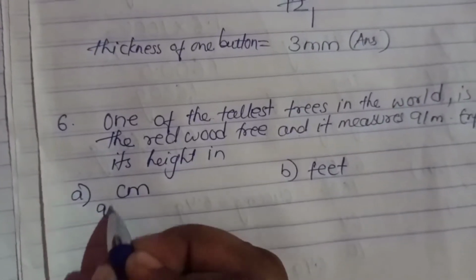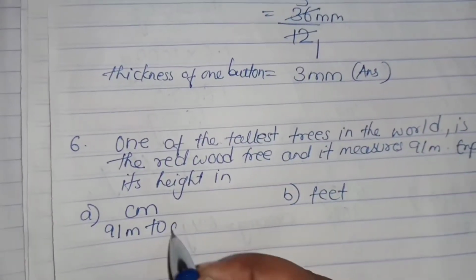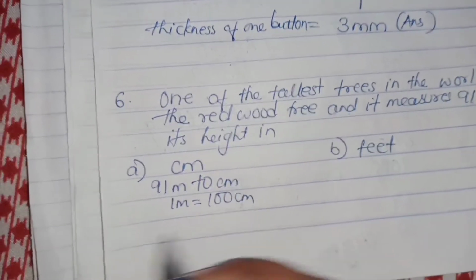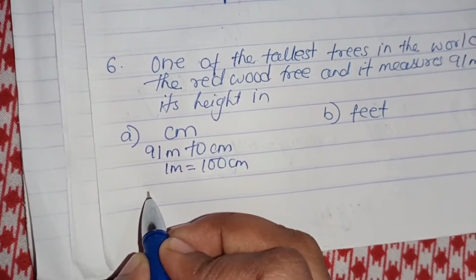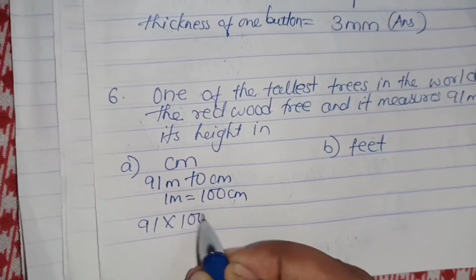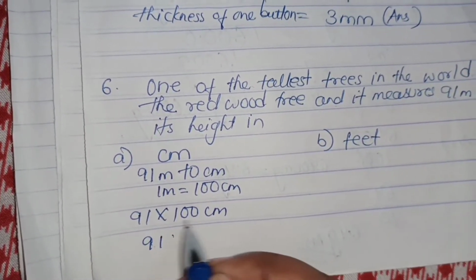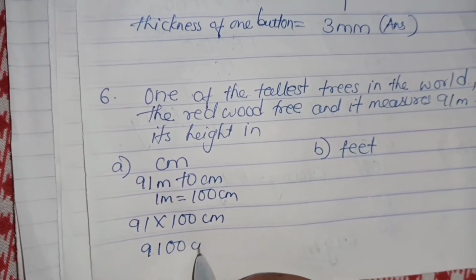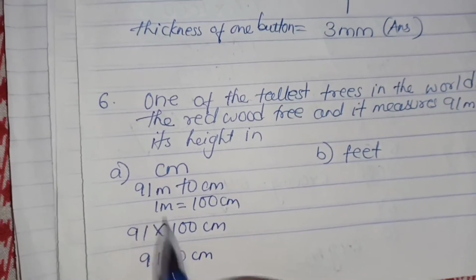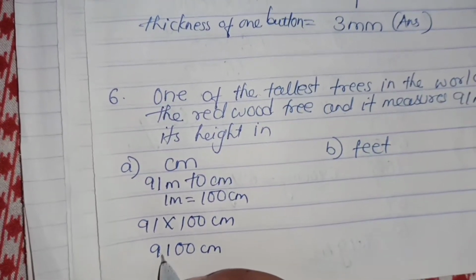91 meters to centimeters. So you know that 1 meter is equal to 100 centimeters. So to convert meters to centimeters, what do you have to do? Multiply by 100. So 91 into 100 centimeters. So how much is it? 91, and what do you have to do? We have to put these 2 zeros. So how much is it? 9100 centimeters. So in meters it is 91 meters, and in centimeters it is 9100 centimeters, and put the comma also.